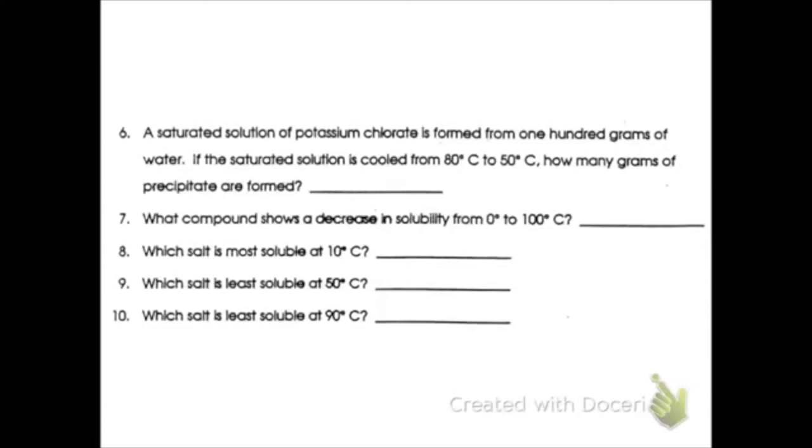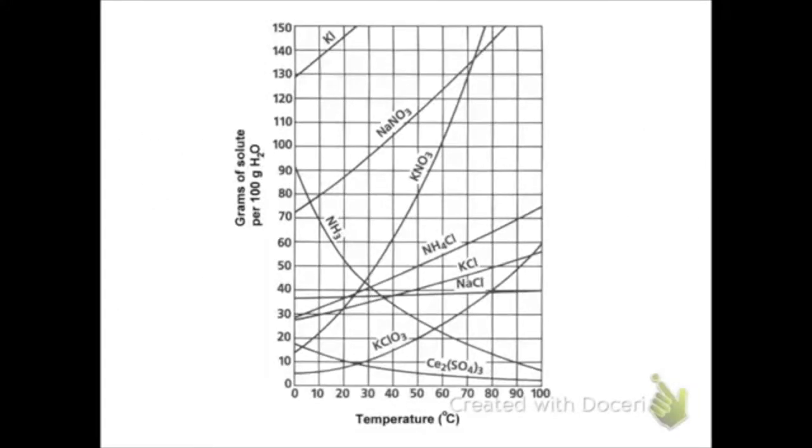So let's go back and look at our graph. We want to start at the 80 degrees Celsius that it talks about. Here's 80 degrees Celsius, and we want to figure out where we are for our potassium chlorate at 80 degrees Celsius. So potassium chlorate at 80 degrees Celsius is about there, right about 40 grams. And now we're going to cool down to 50. The line crosses about there, which means it goes down to 20.